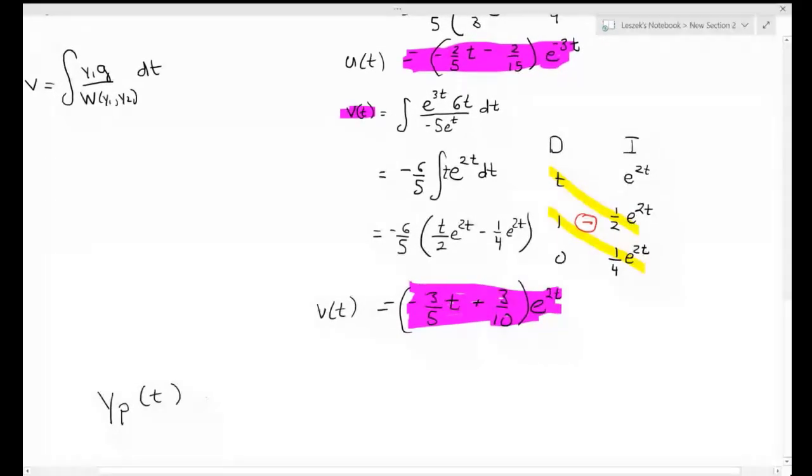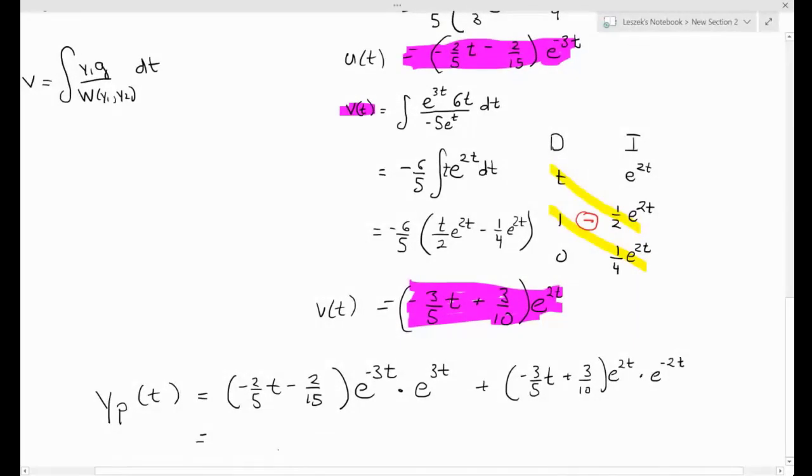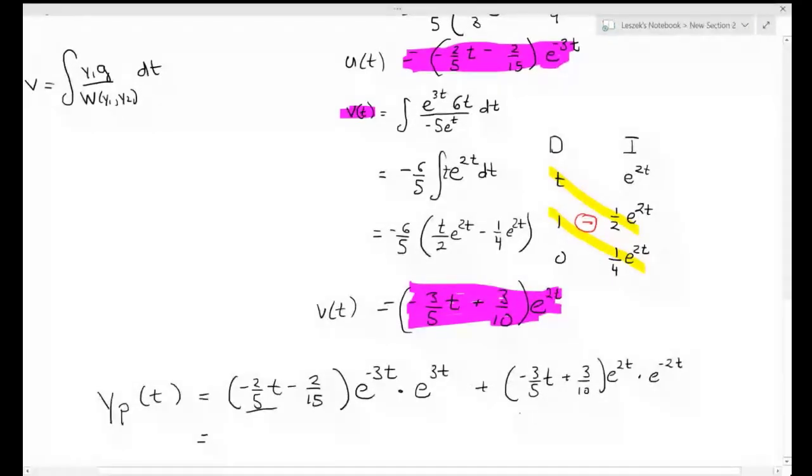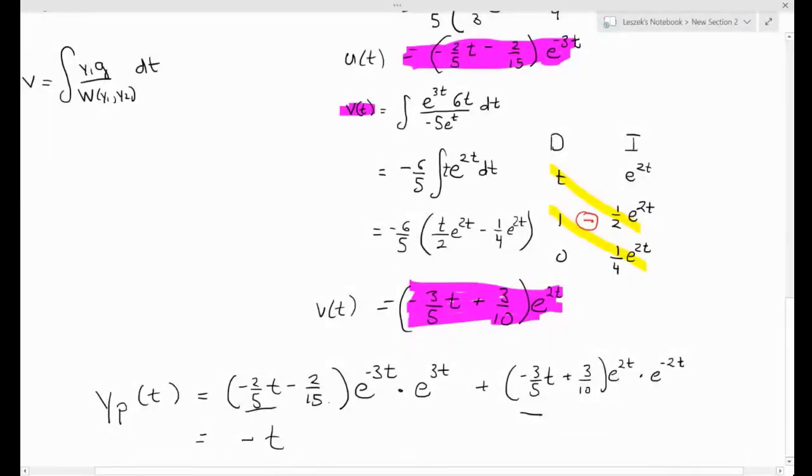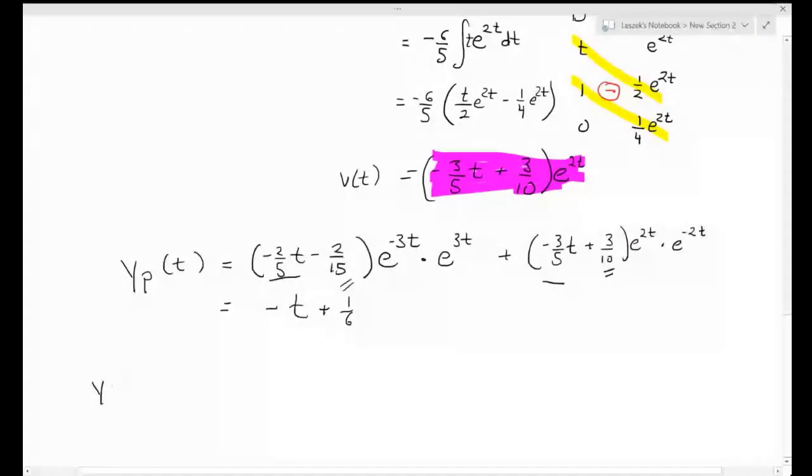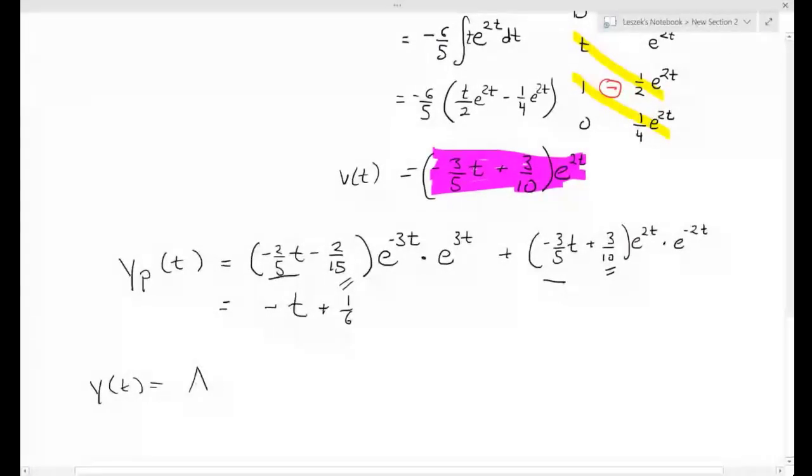It is u times y1, which is e to the 3t, plus v times y2. We see the exponentials simplify. We get e to the 0. And then combining the t terms, we get negative t. Combining the constants, we get 1/6. So now our general solution is a combination of the fundamental solution set plus the particular solution.